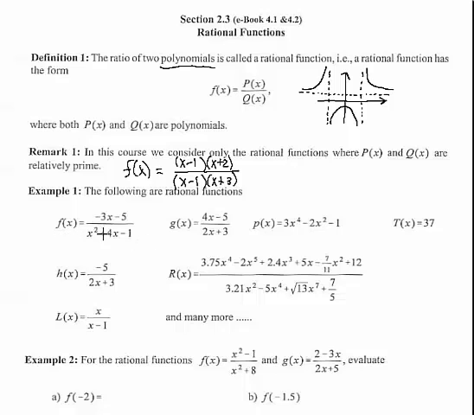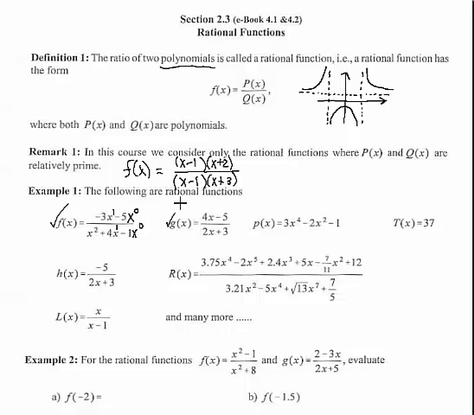F of x, is it a polynomial? Well, let's look at the numerator. Exponent of this variable is 1, and then we just have a constant here, and so we can interpret that as having an exponent of 0. So 1 and 0, whole numbers. On the bottom we have 2, 1, and 0 again. So all whole number exponents, f of x is a rational function.